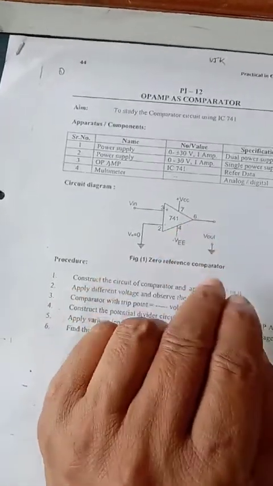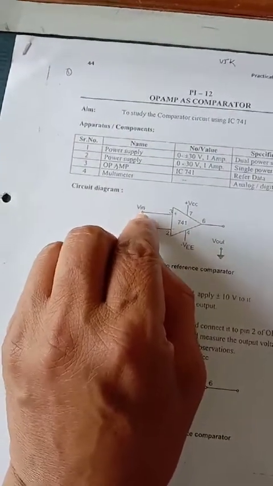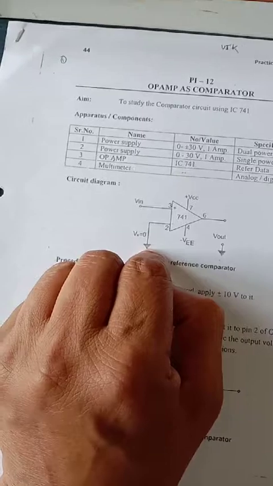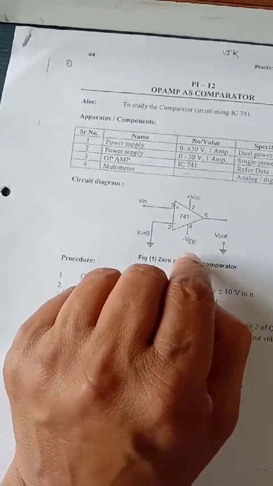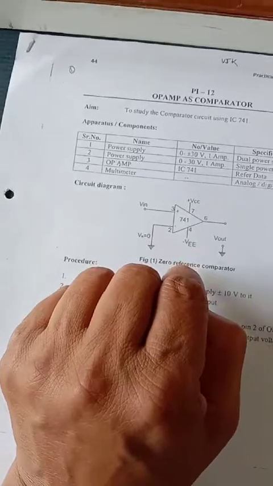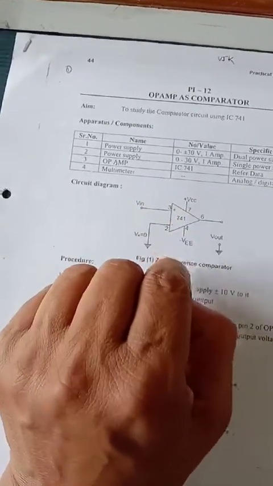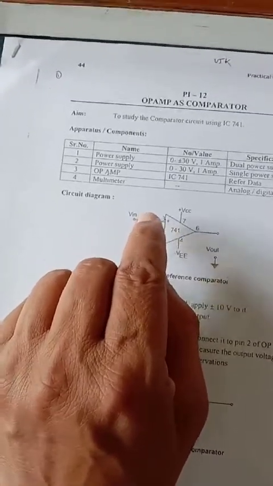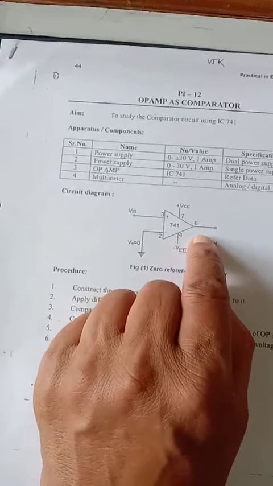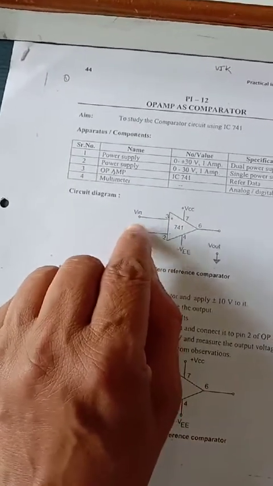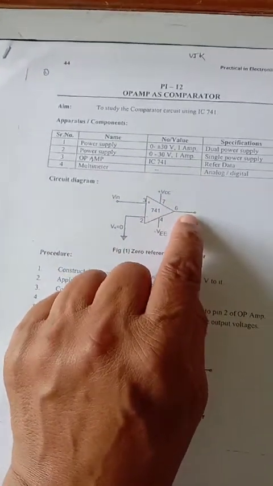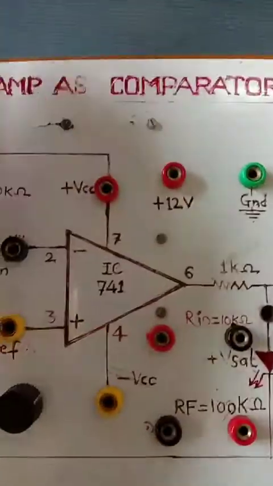Okay, now suppose the input voltage is given to inverting terminal and non-inverting terminal is connected to ground, then this becomes a zero reference comparator, but it will be inverting type comparator. Then if the input voltage is -1 volt or -2 volt, then only we get positively saturated output. But if the input voltage is 1 volt or 2 volt or 3 volt, then the output will be negatively saturated.